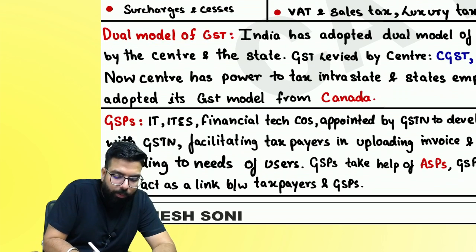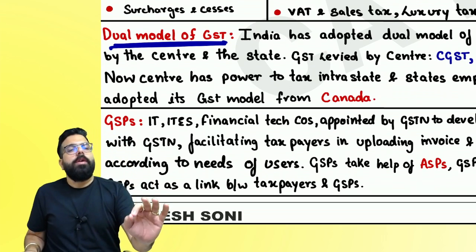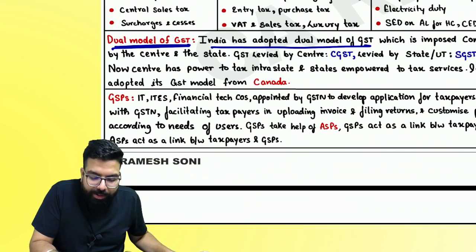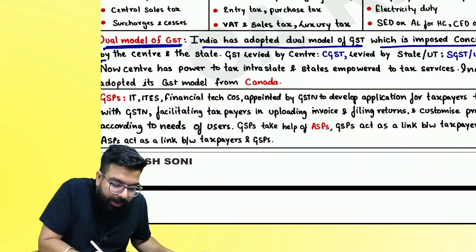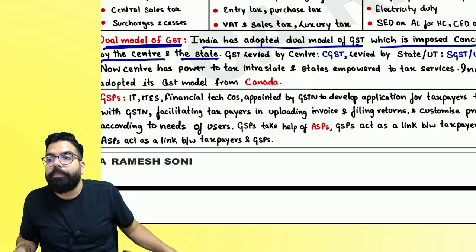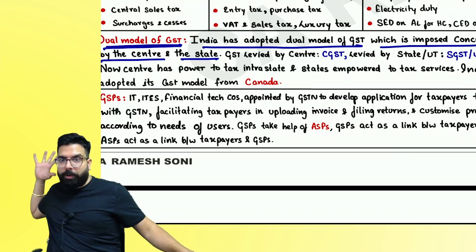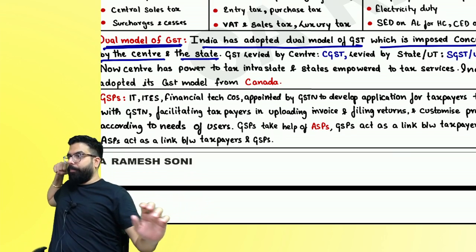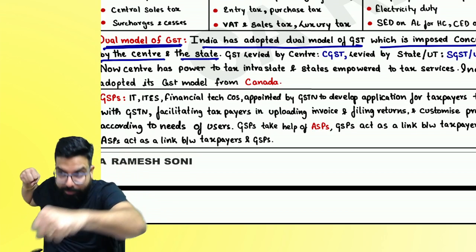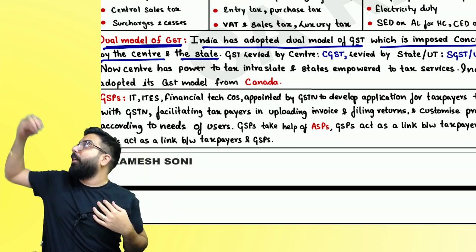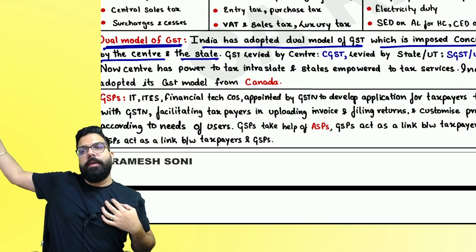Dual model of GST. What is the dual model, everyone? India has adopted the dual model of GST, which is imposed concurrently by the center and the state. Concurrently means whenever any transaction happens, say I am selling a mobile phone, the central government will tell, hey, collect CGST and give it to me. The state government will tell, hey, collect SGST and give it to me. So I will give CGST to the central government, and SGST to the state government.